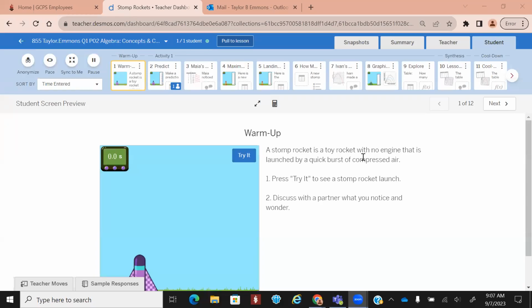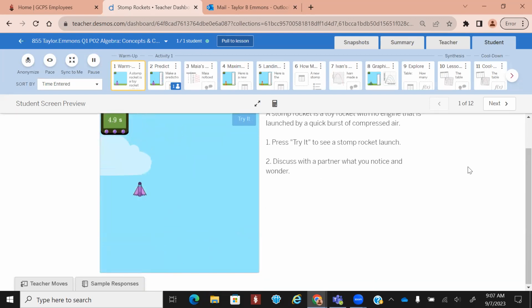So a soft rocket toy is a toy with no engine that is launched by a quick burst of compressed air. So this is what it looks like. So we're looking up on the board. Okay, so discuss with a partner what you notice and wonder. So take 30 seconds.